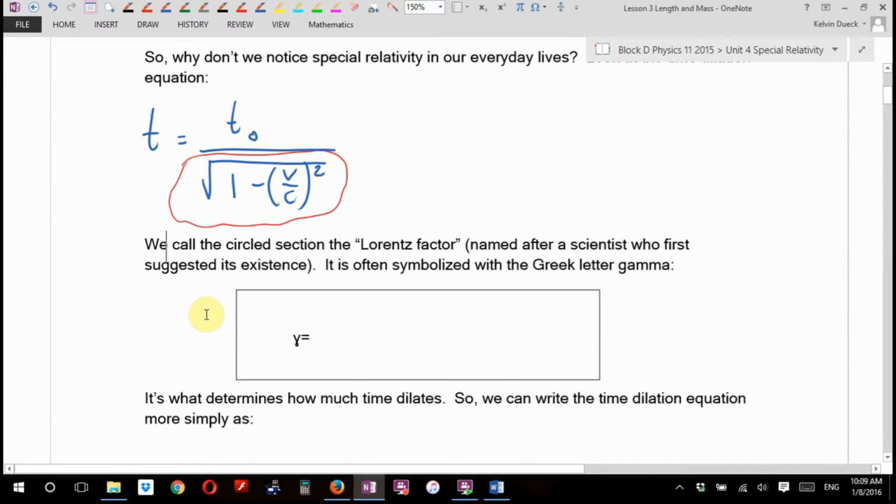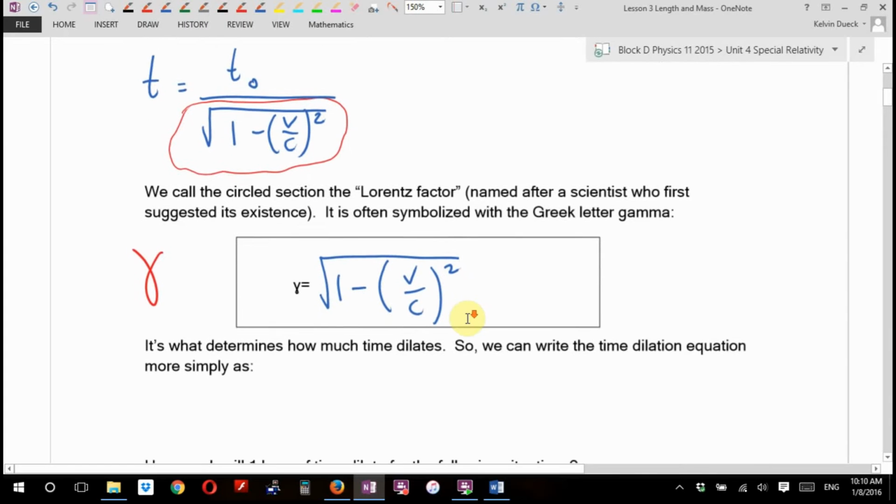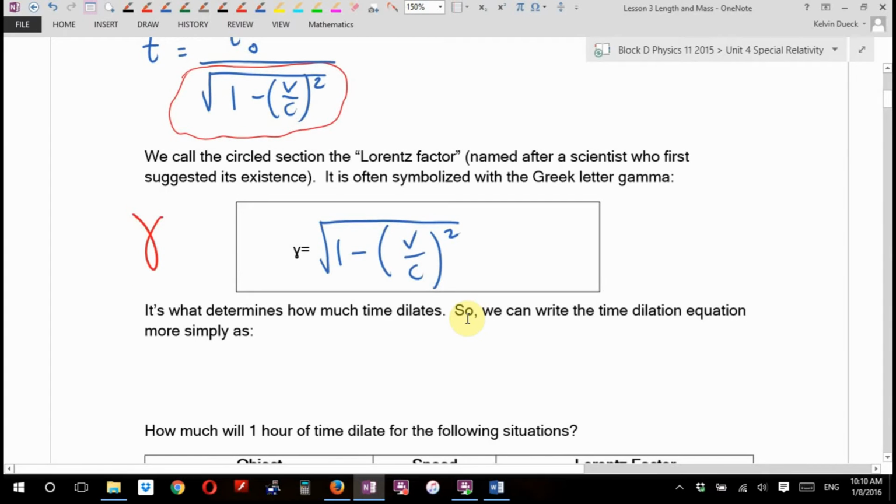It's often symbolized with the Greek letter gamma. Greek letter gamma looks like that. It sort of looks like a fish standing on its head. And so you may, in a textbook, see that. This is what determines how much time dilates. This is the time dilation factor. And so you may see Einstein's equation written this way, which is less writing.